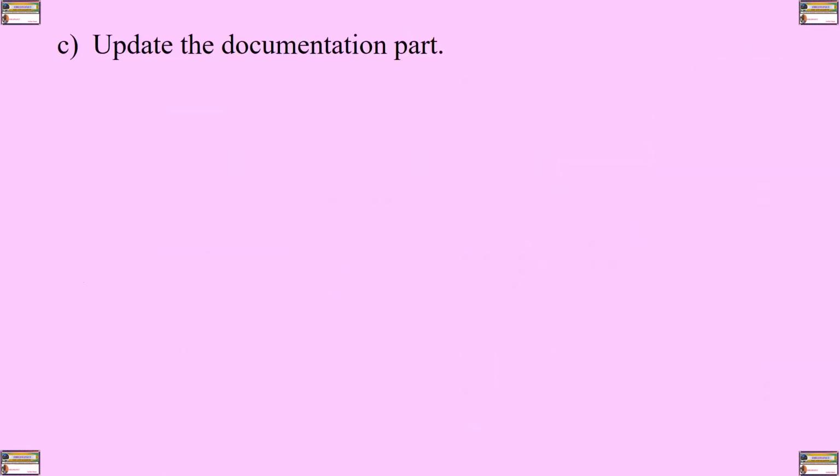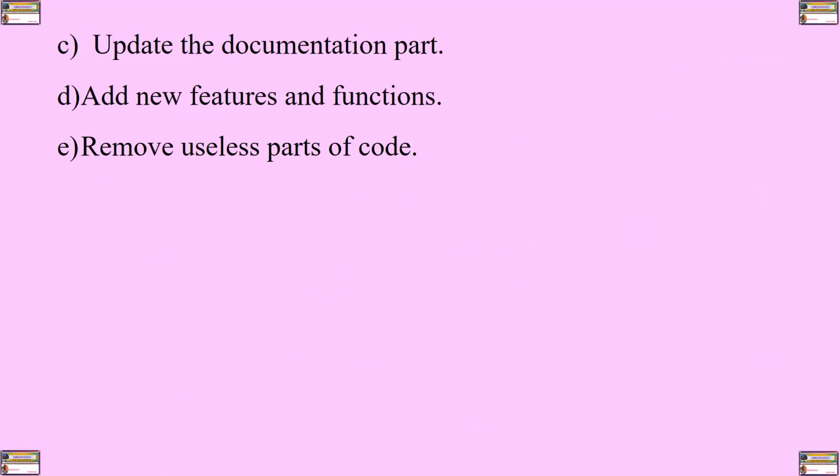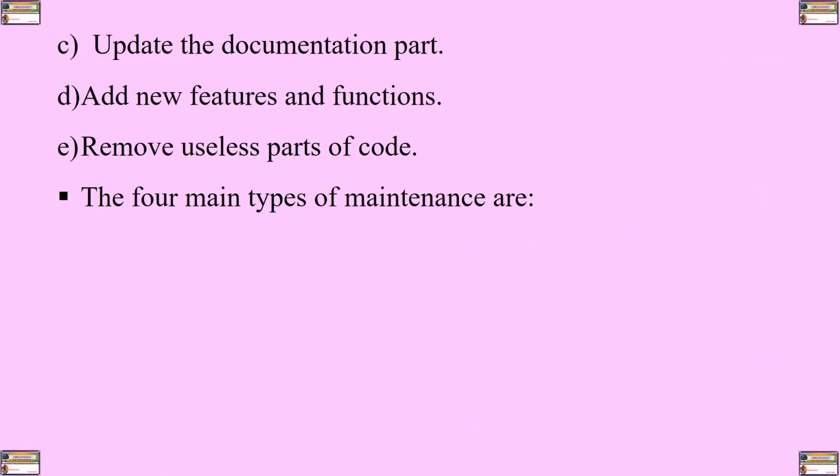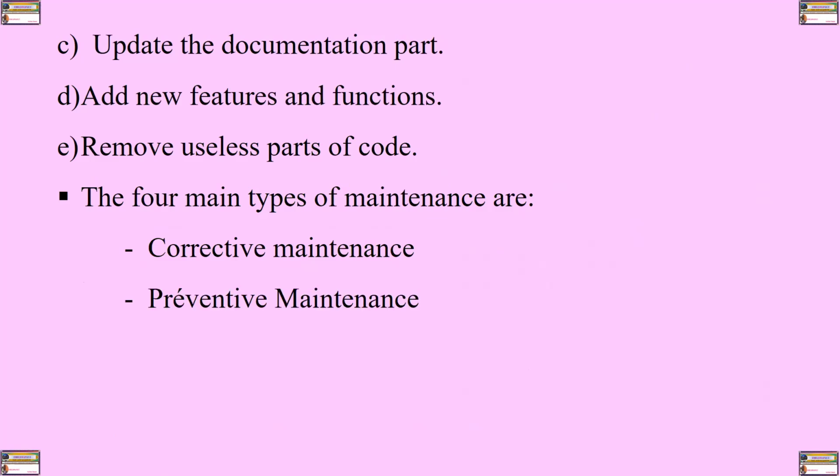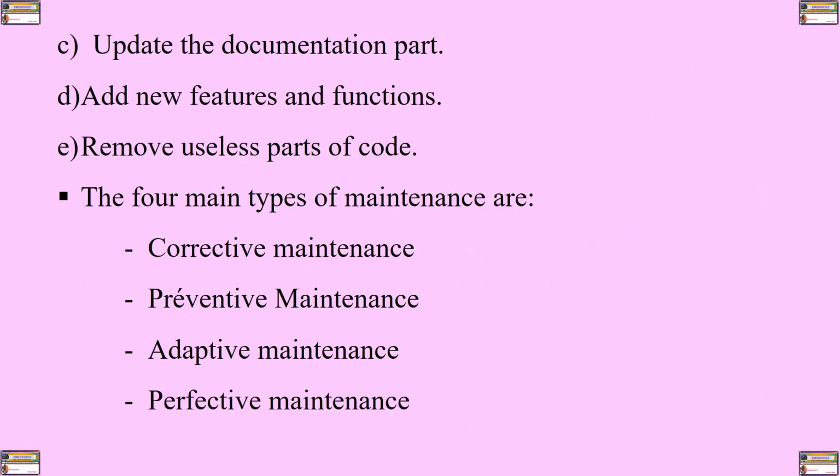Number 3 is update the documentation part. Number 4, add new features and functions. Number 5 is remove useless parts of the code. So, the 4 main types of maintenance are corrective maintenance, preventive maintenance, adaptive maintenance, and perfective maintenance.